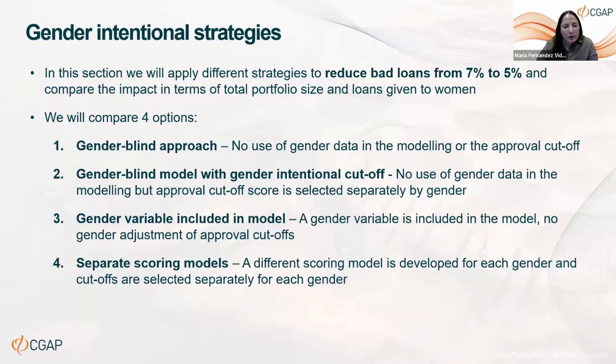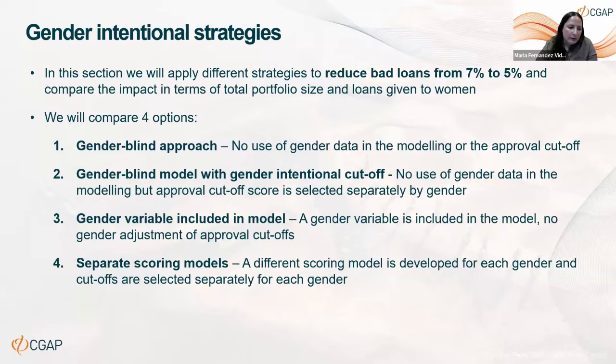Then 3 and 4, you would need to redevelop a score. So number 3 is where we incorporate the gender variable into the model. Like what we saw in the beginning, when we consider different characteristics, we add gender as a characteristic to try to capture a little bit of that difference. And that will capture some difference, but because men and women may have different variables that are relevant for them, it will not completely account for that difference, but it'll account for some of it.